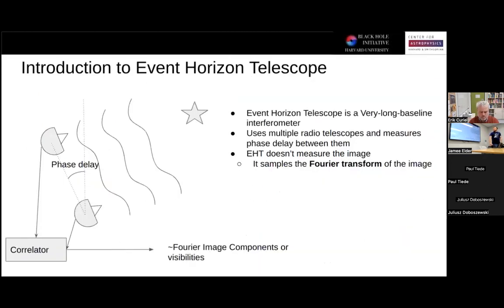To do this, I'm going to be looking at my favorite thing, because I'm an EHT member, the Event Horizon Telescope. The Event Horizon Telescope is something called a very long baseline interferometer. Basically how this works is you put a bunch of telescopes around the planet.